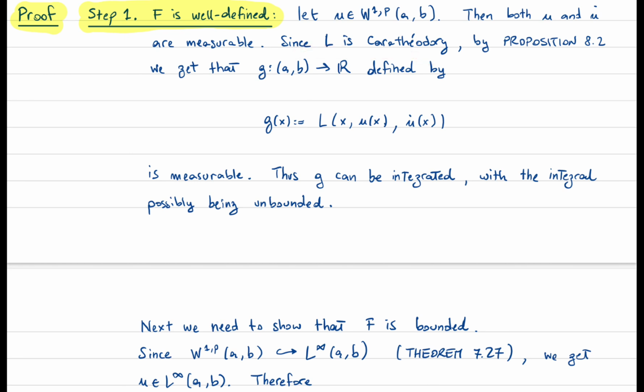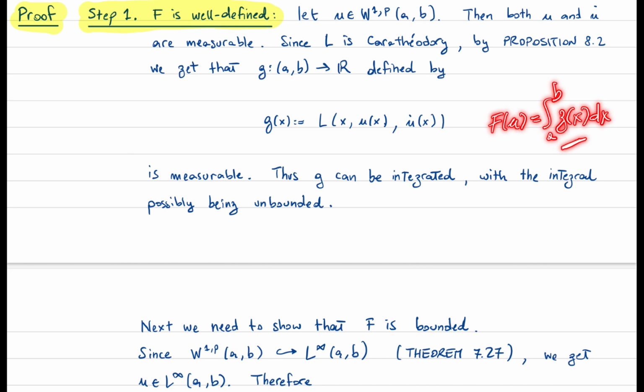And therefore, by proposition 8.2, the one we just saw about measurability, we get that the function defined from AB into R by g of x, g of x is said to be L computed at x, u of x, and u dot of x, is measurable. So this is the function appearing in the definition of f, because f of u in this case is just the integral from a to b of g of x dx. And since g is measurable, then we know it makes sense to compute its integral.